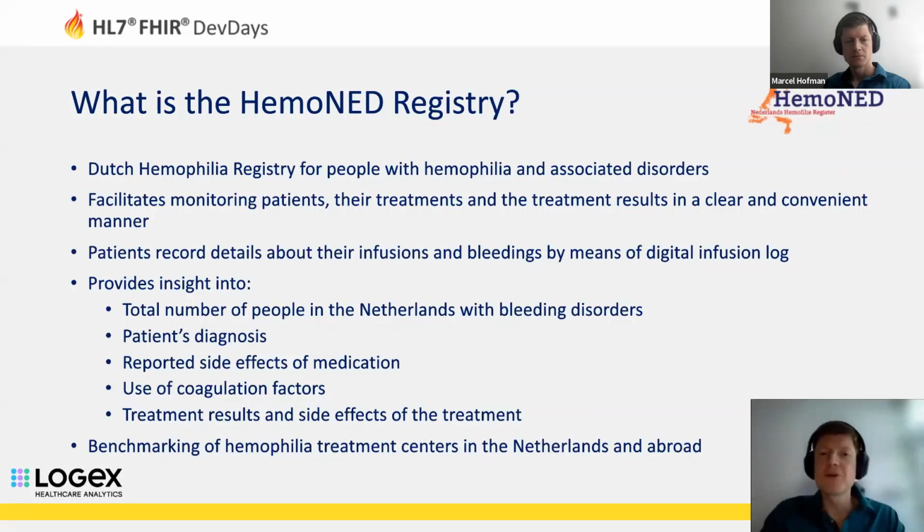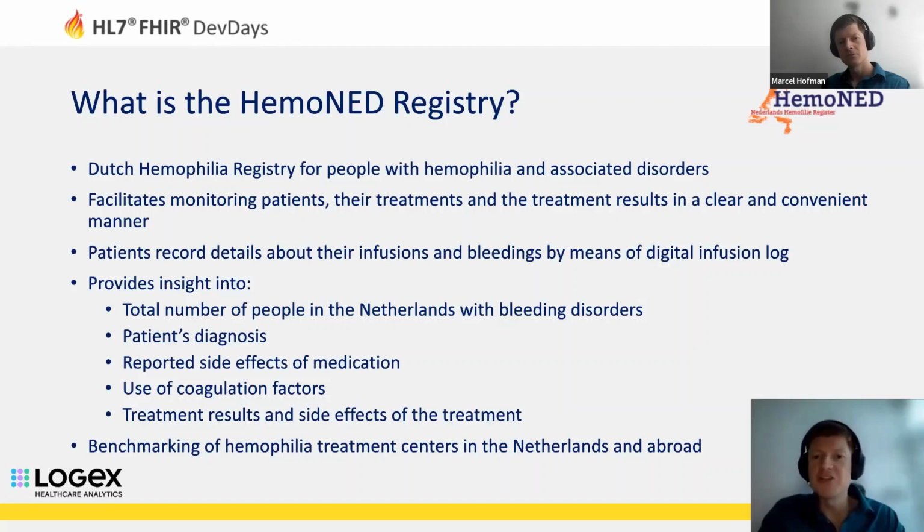The registry used in this project is called the HemoNet registry. The most important objective of this registry is to improve the quality of care for people with hemophilia and associated disorders. This can be achieved by continuously recording, compiling, and comparing information about their disease, treatment, and treatment results. A continuous follow-up is indispensable.